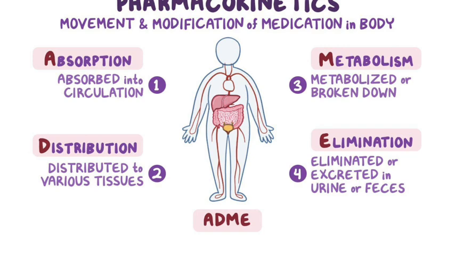How is etomidate metabolized? Etomidate is metabolized through hepatic ester hydrolysis to an inactive metabolite that is renally excreted.